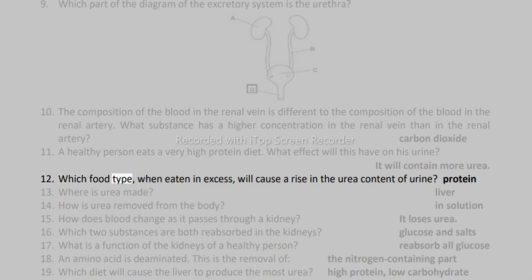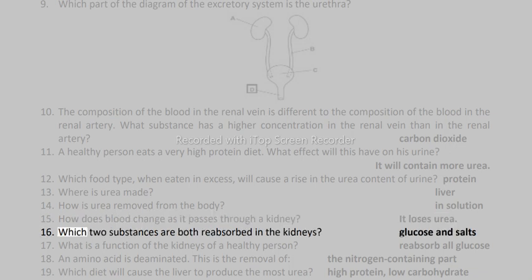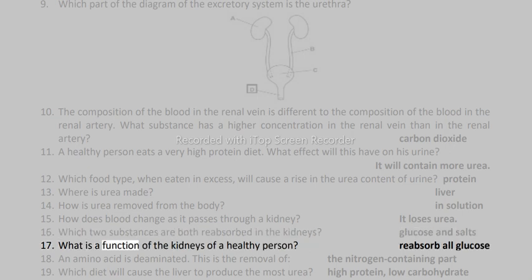12. Which food type, when eaten in excess, will cause a rise in the urea content of urine? Protein. 13. Where is urea made? Liver. 14. How is urea removed from the body? In solution. 15. How does blood change as it passes through a kidney? It loses urea. 16. Which two substances are both reabsorbed in the kidneys? Glucose and salt.